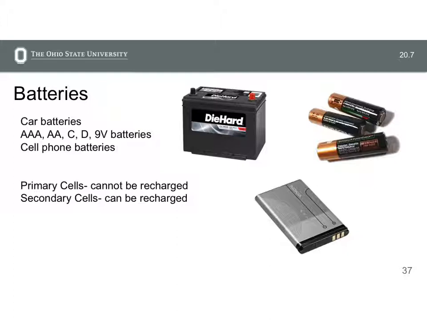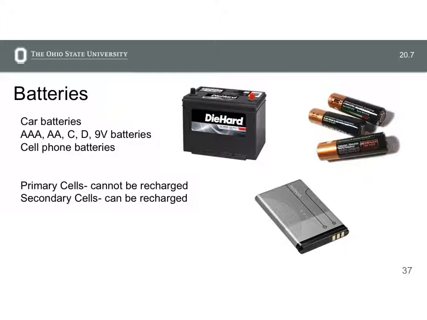So we're not going to go into a lot of detail on any of these particular batteries, but talk a little bit about some of the half reactions that take place in some more popular batteries that you come across basically every day. Car batteries, your alkaline batteries, which are the AAA, AA, C and D, 9 volt. Cell phone batteries, those are lithium ion typically.